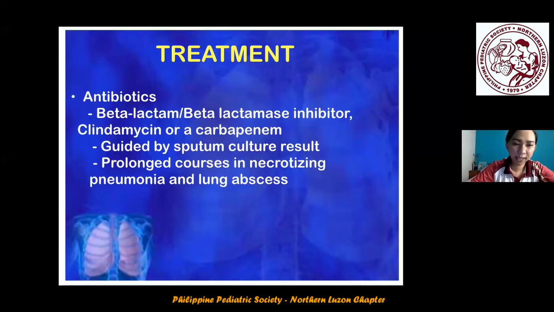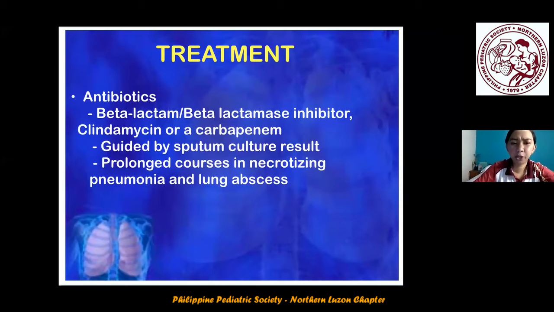So once these lung conditions are diagnosed, then antibiotic treatment is warranted. A beta-lactam or beta-lactamase inhibitor, clindamycin, or carbapenem may be started since the most common pathogens are gram-positive cocci and anaerobic bacteria, and in some cases, Pseudomonas. Ideally, antibiotics should be guided by a sputum culture result. The duration of treatment would all depend on the extent of the lung damage.